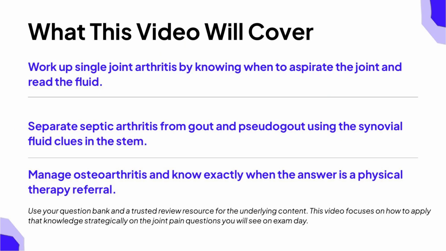First, how to work up a single swollen joint, where the central skill is knowing when to aspirate and how to interpret the fluid. Second, how to separate the three big causes of an acutely inflamed joint: septic arthritis, gout, and pseudogout, using the clues the stem gives you in the synovial fluid. Third, osteoarthritis management, and exactly when the right answer is a physical therapy referral.